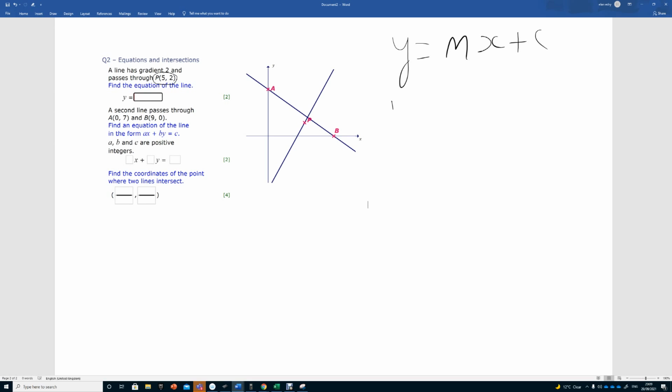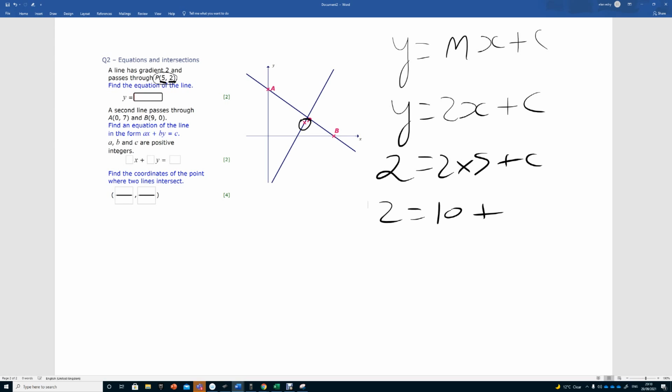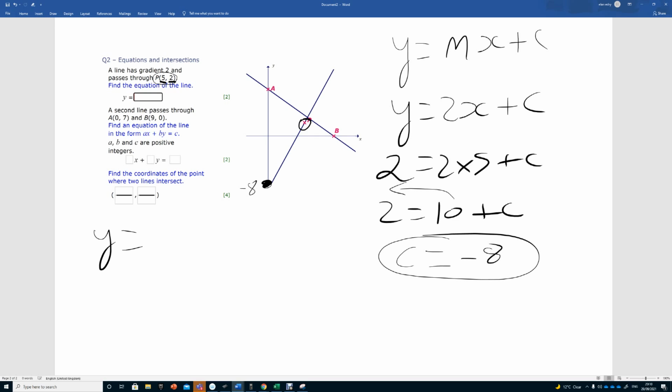We're told that the gradient's 2, so we've got y equals 2x plus c. To find c, you substitute in the coordinates of the point you know it goes through, which is P. So I'm going to say that y is 2, x is 5. So we have 2 equals 2 times 5 plus c. So 2 equals 10 plus c. To get c on its own, you take the 10 over. So I've got c equal to 2 minus 10, which is minus 8. So we can say y is equal to 2x minus 8. That is the equation of the line. So y equals 2x minus 8.